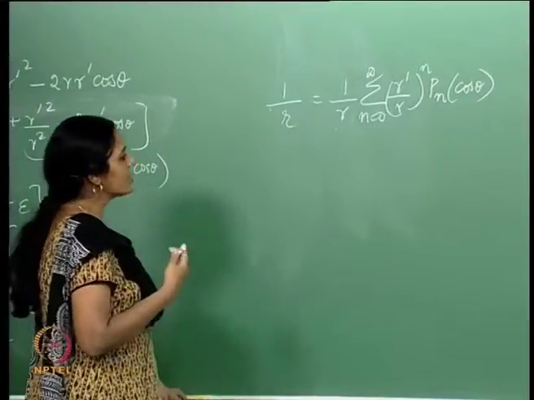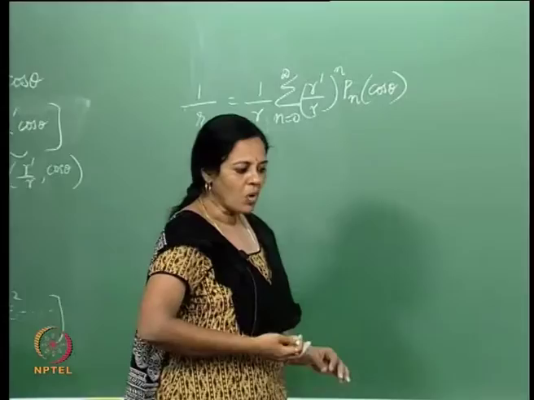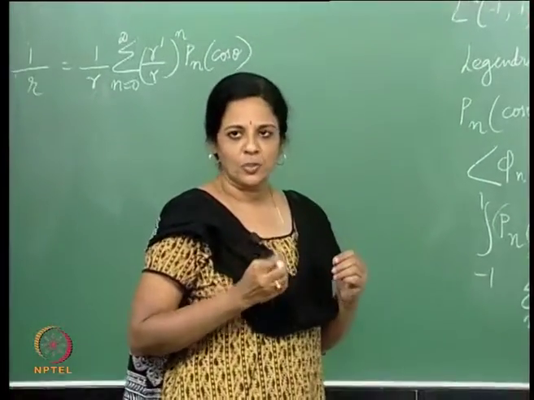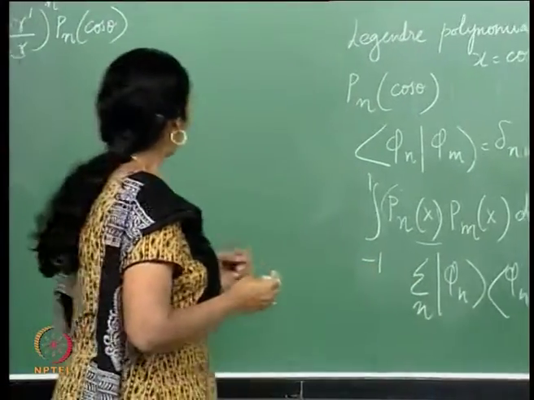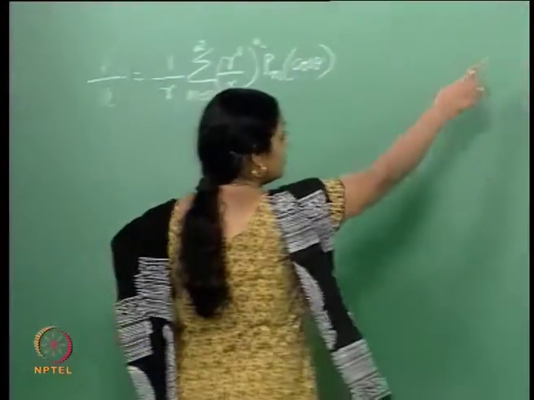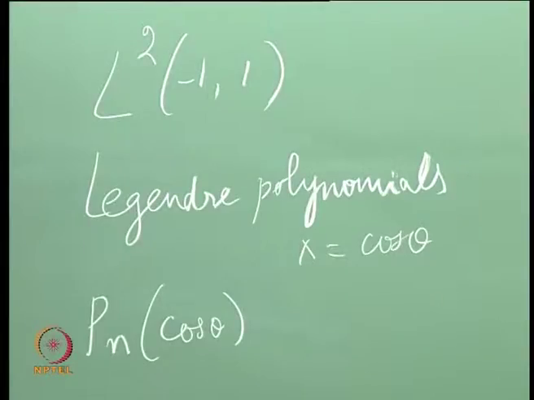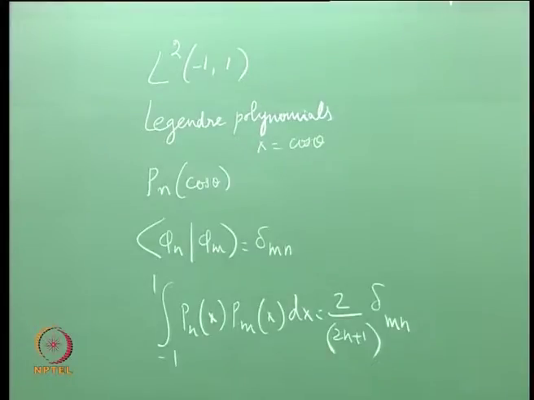So it is in this very same spirit that in quantum mechanics, if you have a linear vector space L2 of minus 1 to 1, you could use Pn of cos theta as the basis, and any arbitrary function of cos theta can be expanded in terms of the Pn cos thetas. In fact, it turns out that Pn cos theta figures in quantum mechanics in the study of orbital angular momentum.